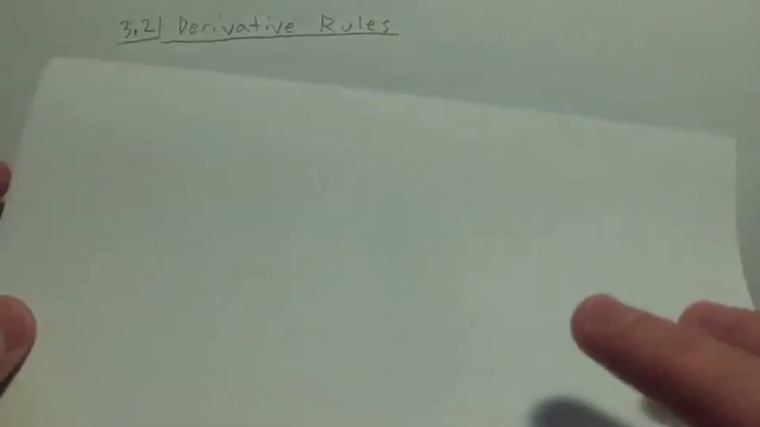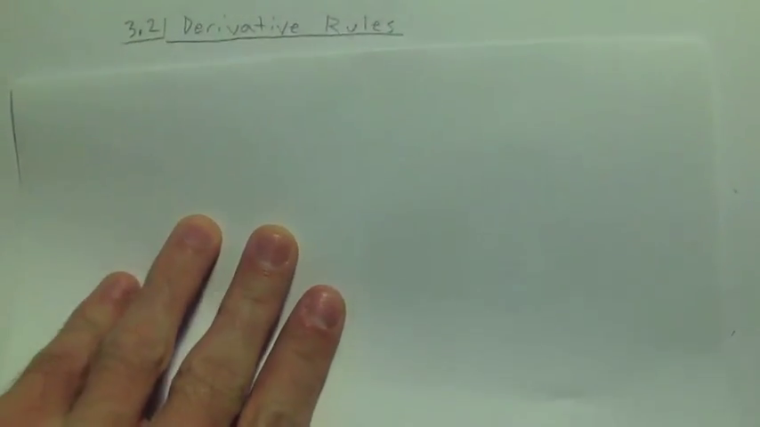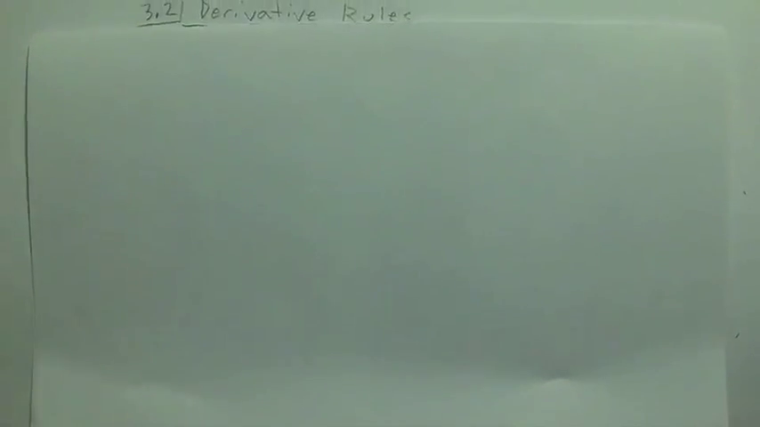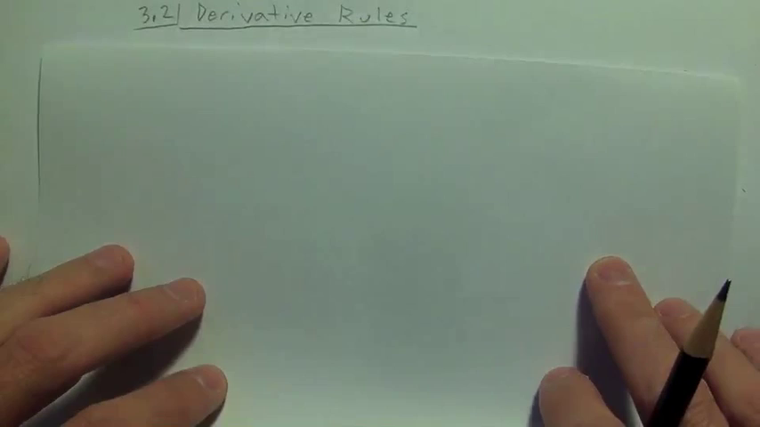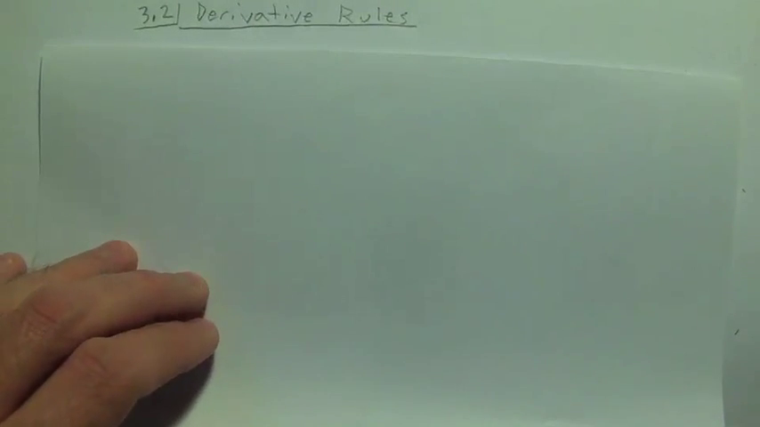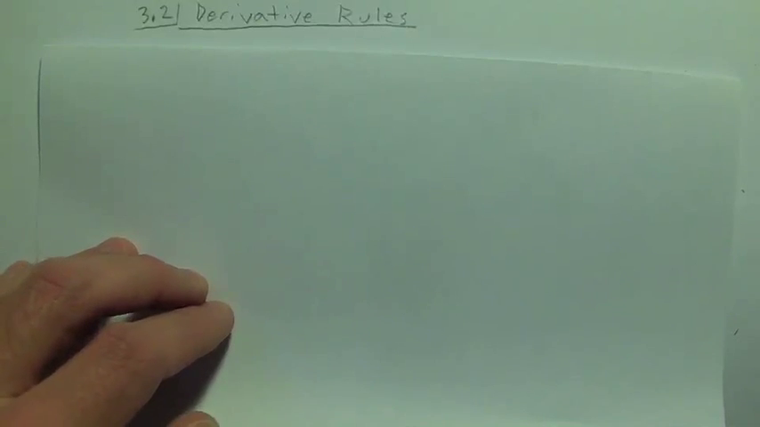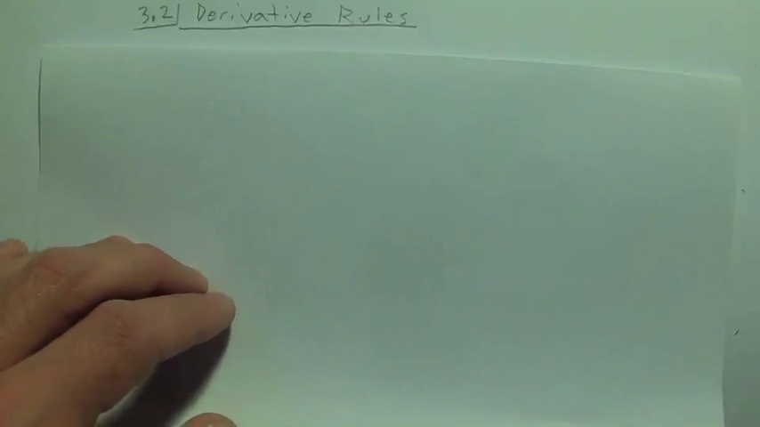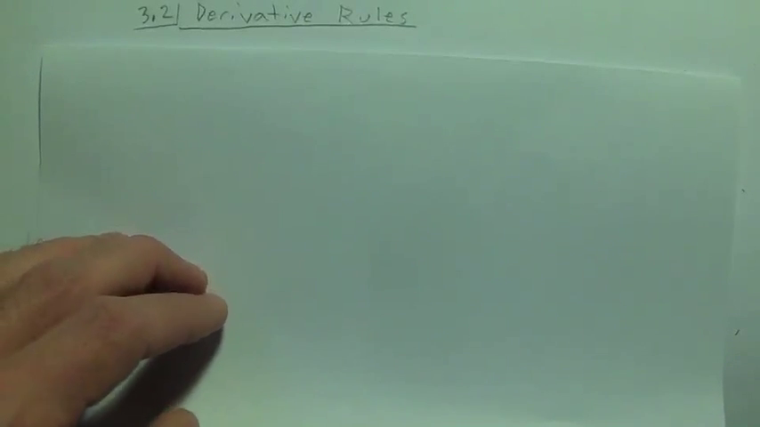Alright, hello class. Today we're going to be talking about section 3.2, or at least that's where we are starting. And that is on derivative rules. Okay, and derivative rules, well, the whole motivation here is to try and get away from the limit definition of the derivative. Because say we want to calculate the equation of a tangent line.